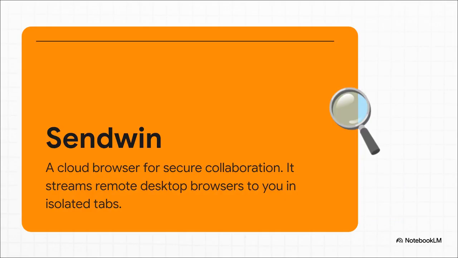All right, so what exactly is Sendwin, actually? It's what's called a cloud browser. It's purpose-built for this exact kind of thing, multi-login and secure collaboration. Basically, instead of the browser running on your computer, it's running on a powerful remote server. What you see on your screen is just a stream of that browser. And every single tab is totally isolated from the others. It's a whole new way of browsing.